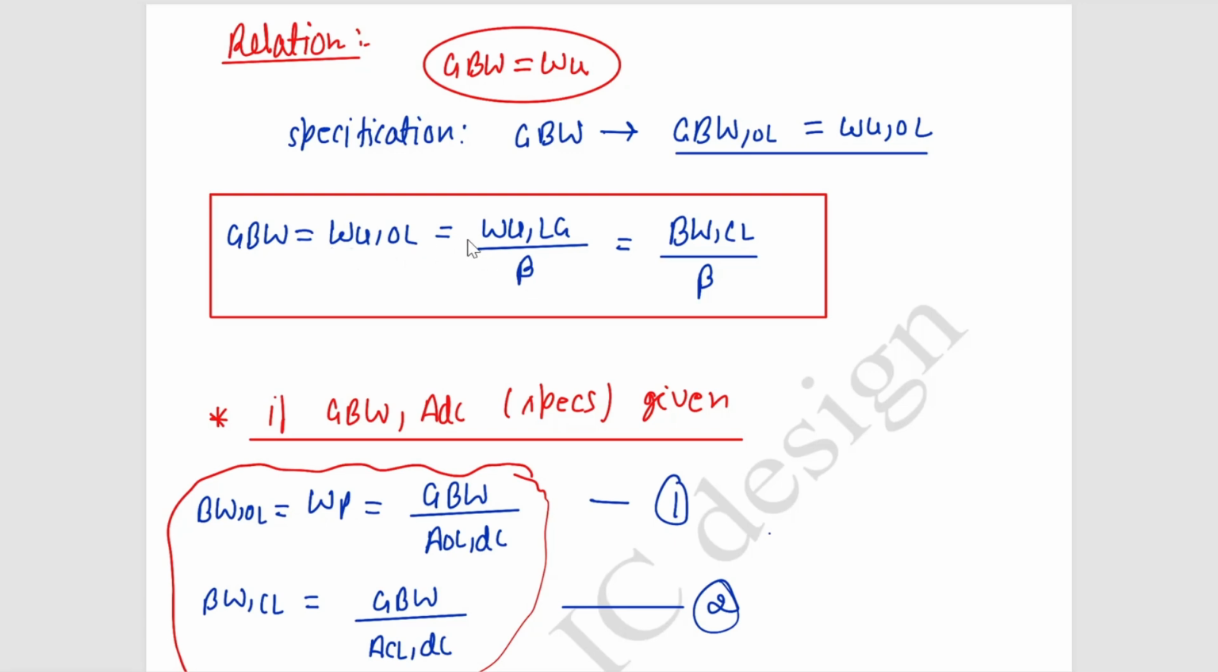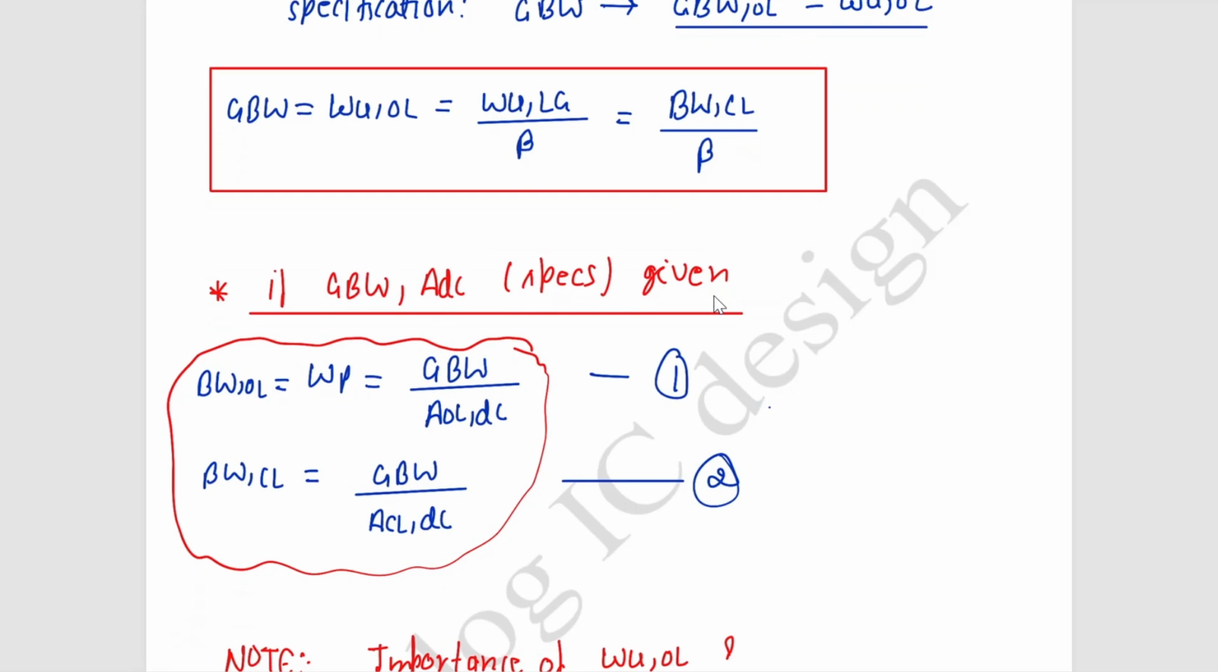And we know that unity gain frequency of closed loop system is beta times unity gain frequency of open loop system, and equal to bandwidth of closed loop divided by beta. So if someone has given you gain bandwidth product and DC gain, to get the open loop bandwidth or pole location, simply divide this gain bandwidth product by open loop DC gain, so you will get bandwidth of open loop system. And when you divide this gain bandwidth product by closed loop DC gain, you will get bandwidth of closed loop, or pole location of closed loop.